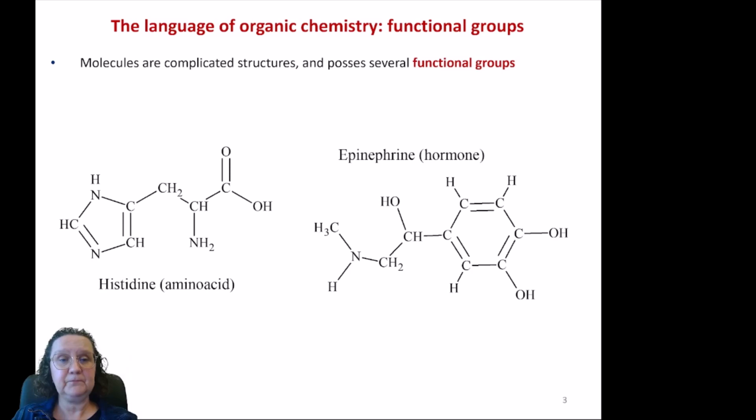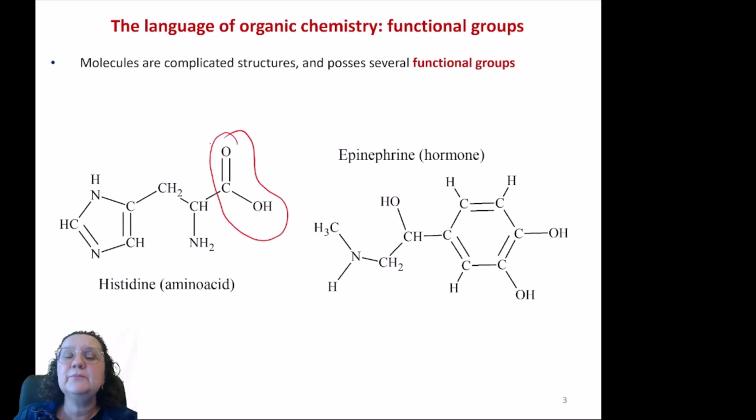So for example, if I look at the molecule on the left of the slide, that's histidine. It's an amino acid. And I can quickly see that it has several carbons, it also has nitrogens, and it has a couple of oxygens. So if I spot this part here, this is a functional group called carboxylic acid. And carboxylic acids are weak acids. So because I know it's a carboxylic acid, I know that that molecule is going to be able to behave as a weak acid.